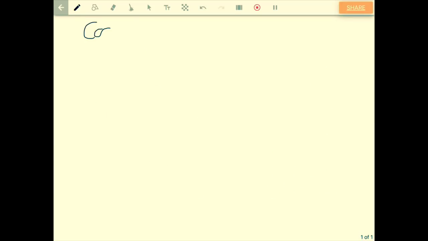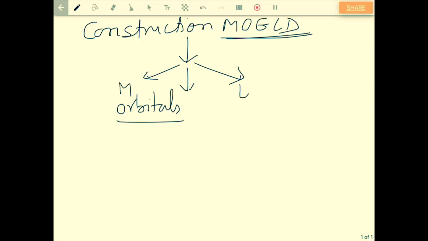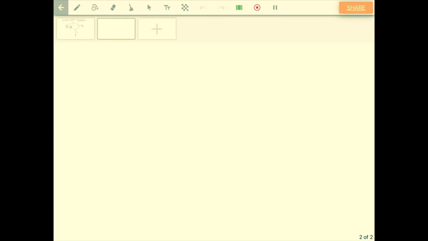Next in sigma bonding in octahedral complexes is the construction of the molecular orbital energy level diagram. The molecular orbital energy level diagram can be formed by the linear combination of orbitals. We can construct it by arranging the metal orbitals on the left side and the LGO orbital energy order on the right side, and these two will combine to form molecular orbitals in the central part. So this will give an idea about the molecular orbital energy level diagram of sigma bonded octahedral complexes.